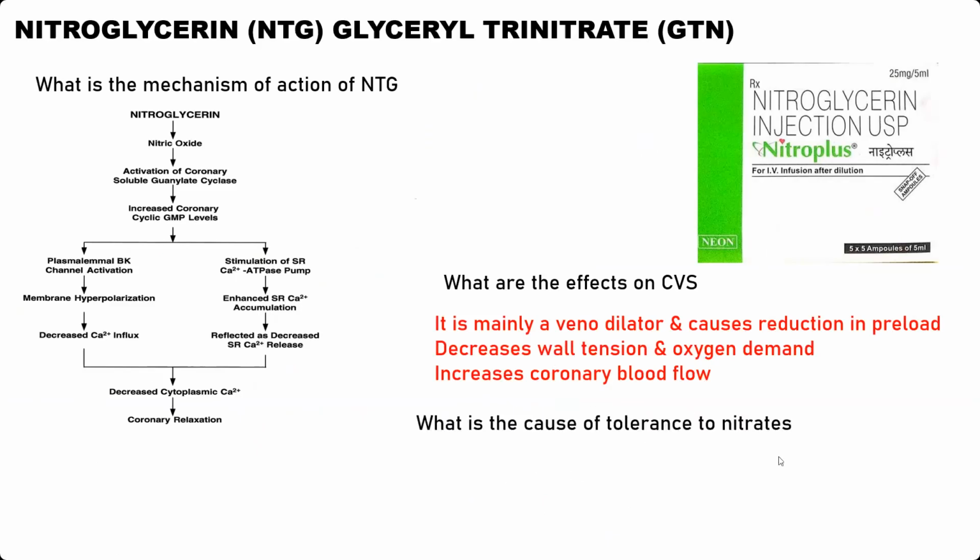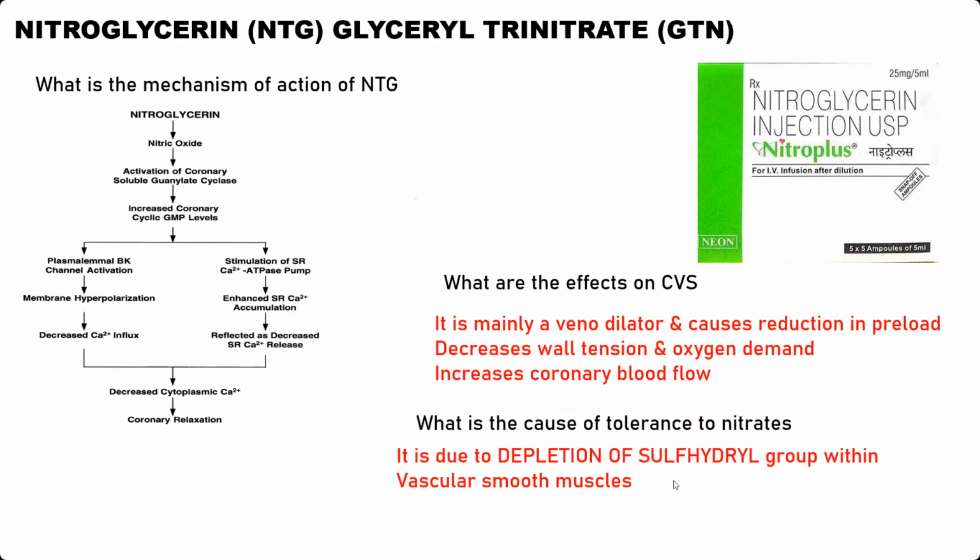What is the cause of tolerance to nitrates? Down regulation of receptors, due to depletion of sulfhydryl groups within the vascular smooth muscles. Okay? That is the chemical mechanism, depletion of sulfhydryl groups within the vascular smooth muscles.